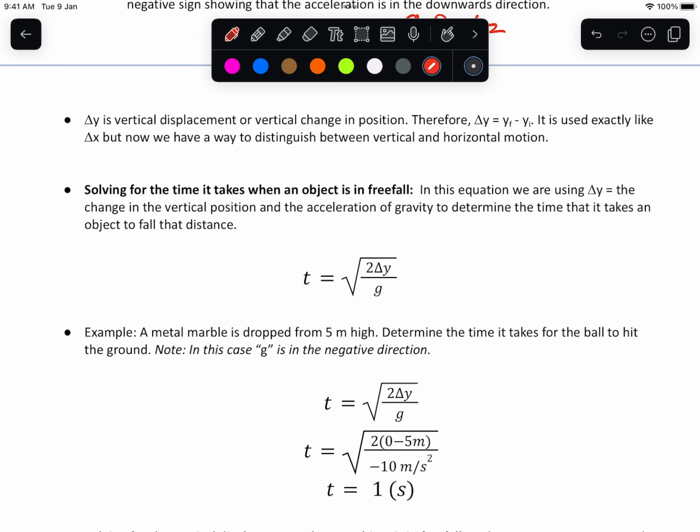So here I can tell you the time that it takes for an object to get to the ground if I know how high the object is being dropped from. Right? So if I have a cliff and the change in y is this far, and I know g on Earth, I can give you the time that it takes.